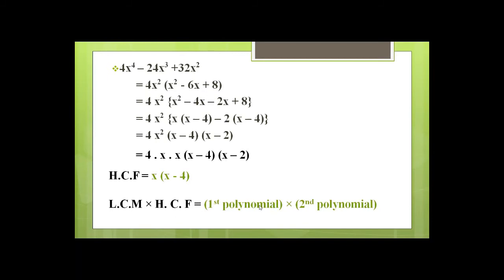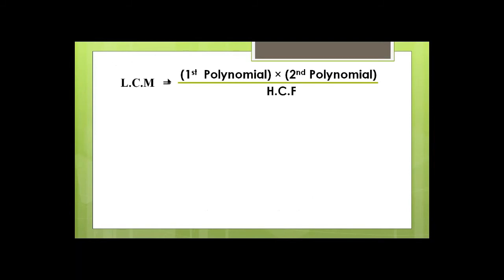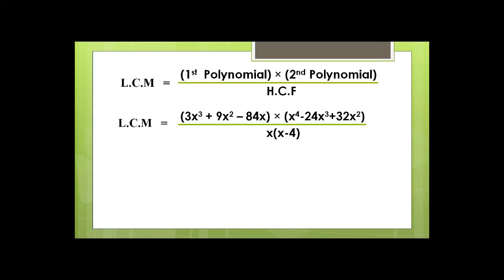Now by using the equation that LCM multiplied by HCF is equal to first polynomial multiplied by second polynomial, we will get the LCM. LCM remains here, HCF changes its side and becomes the denominator, so LCM is equal to first polynomial multiplied by second polynomial upon HCF. Now put the values. This is the first polynomial, this is the second polynomial, and HCF is x minus 4.